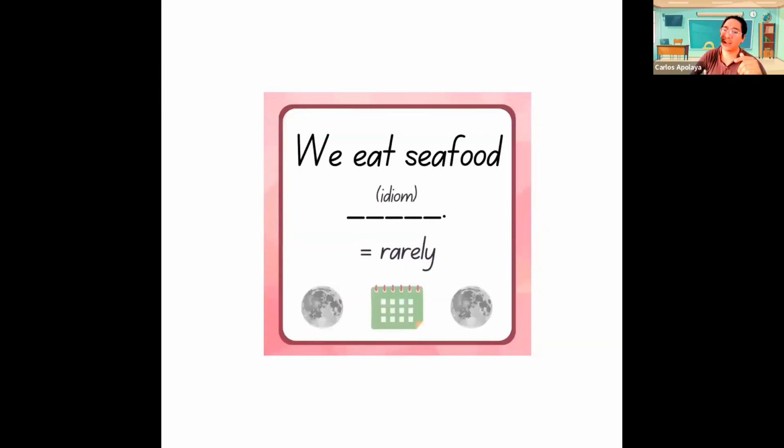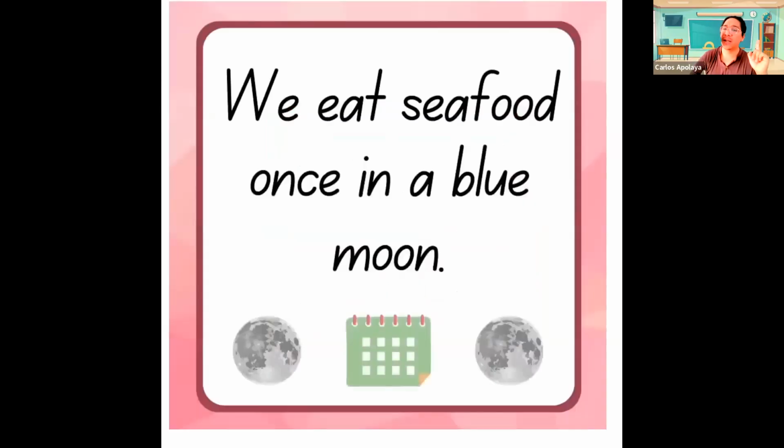We eat seafood rarely. Not always? Or once in a blue moon. It's an expression. I'm not quite sure, to be honest, but I think it's because there is a month, February, in which there is a full moon twice. This is very weird, and this happens rarely. Correct: this rarely happens. Remember, you never say this happens rarely. Incorrect. This rarely happens.